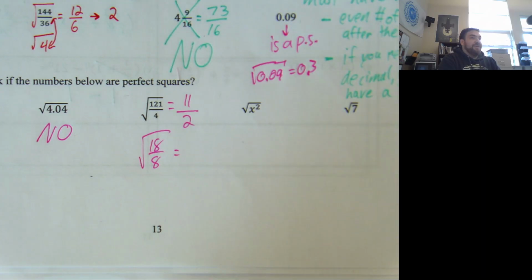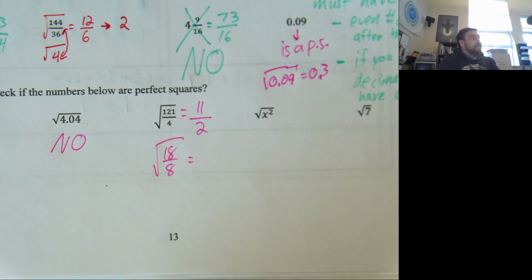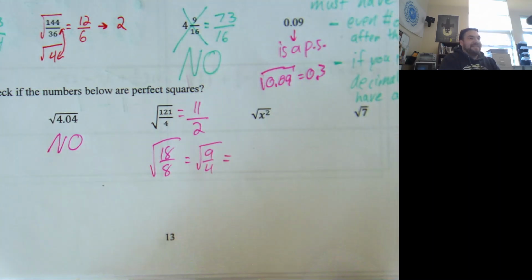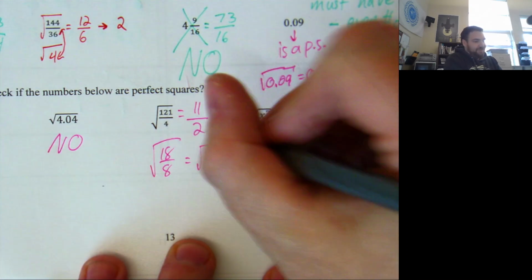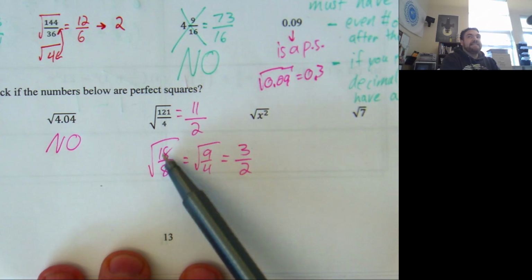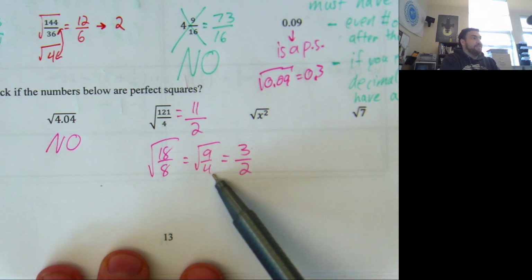Okay, what's the first thing you should always do with a fraction if you can? Reduce it, simplify it. So can I reduce? 18 over 8, they're both divisible by 2. So we're going to make this thing 9 over 4. Is it a perfect square? Yeah, betcha it is. What is it? 3 over 2. The square root of 18 over 8 is 3 over 2, because the fraction needs to be reduced.